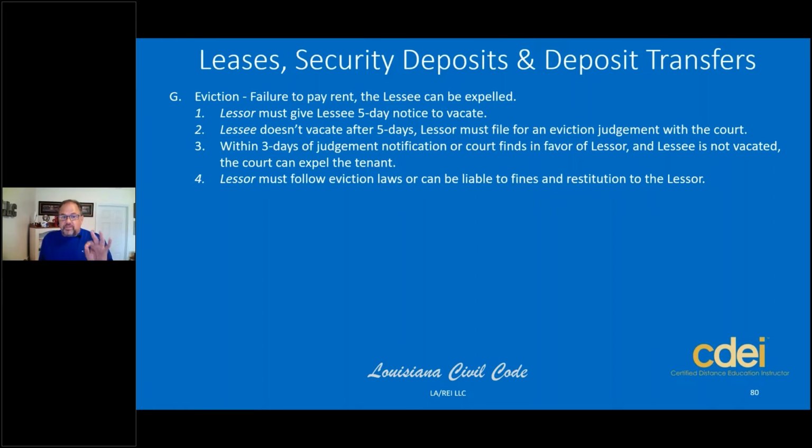So for test purposes, 5 days to vacate, and then within 3 days of the judgment, if the judge finds in favor of the lessor and they haven't vacated, then the court can expel the tenant.